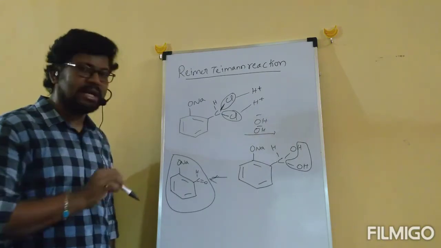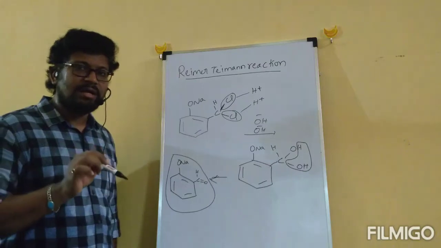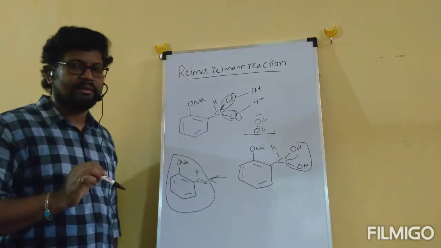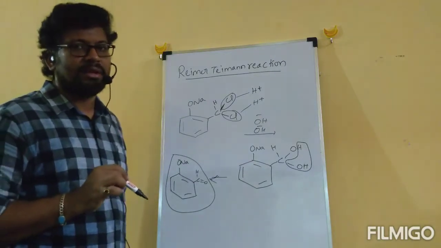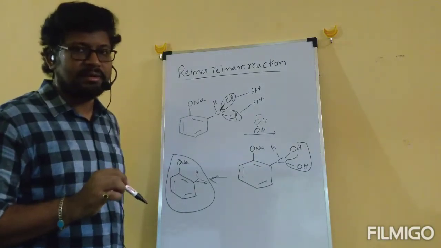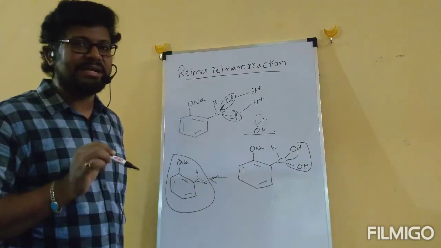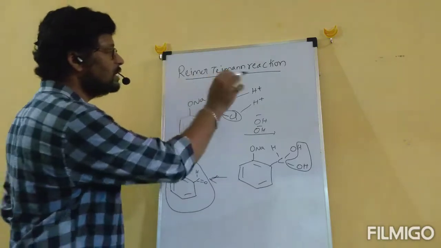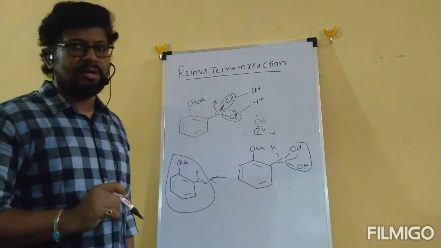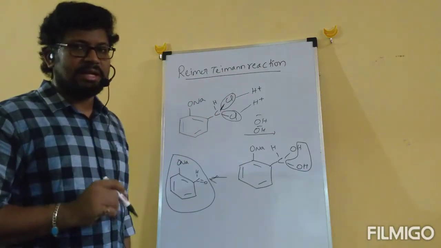The other name of this salicylaldehyde is ortho-hydroxybenzaldehyde. The IUPAC name is 2-hydroxybenzaldehyde. Commonly it is called salicylaldehyde. This whole conversion of phenol to salicylaldehyde is called the Reimer-Tiemann reaction. This is about the named reaction.